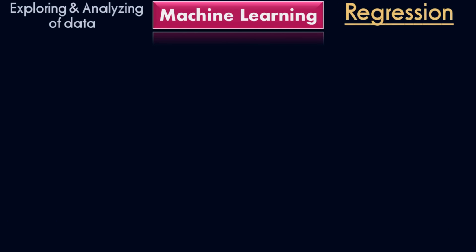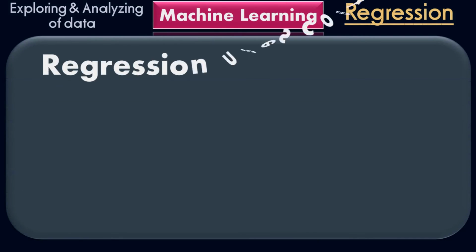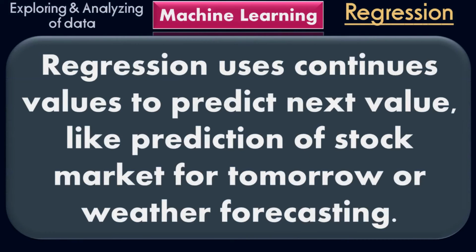Now let's talk about regression. We just saw classification. Regression is the second term of machine learning where we can explore and analyze the data. So let's talk about regression here. We can say that regression uses continuous values to predict the next value, like prediction of the stock market for tomorrow or weather forecasting. Basically, what we do in regression is use continuous values.